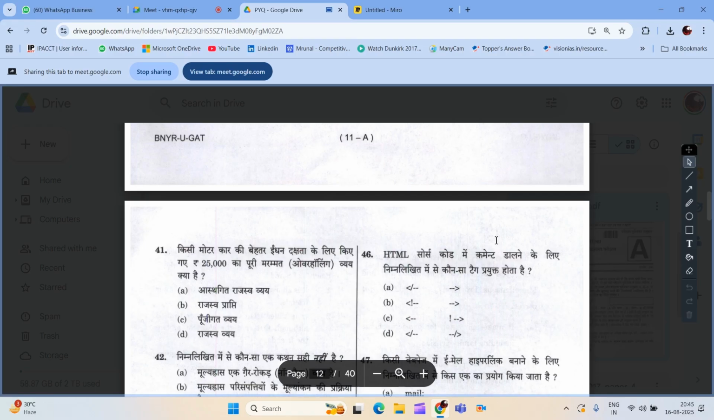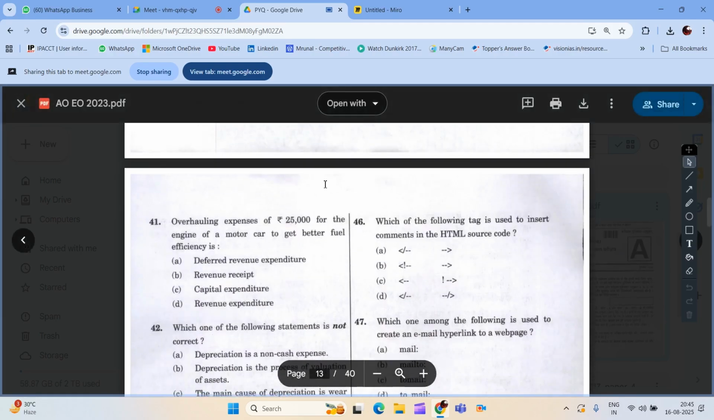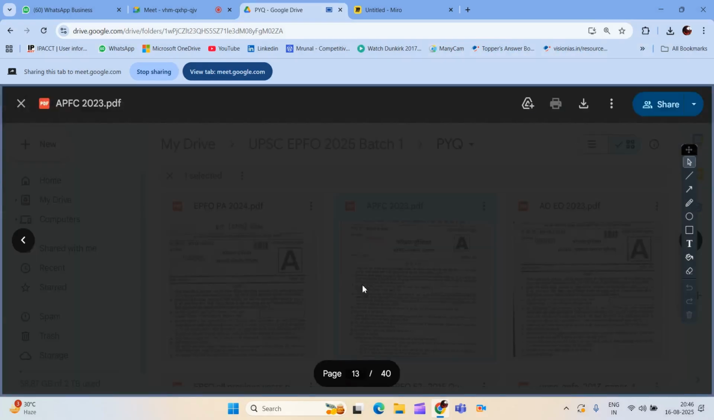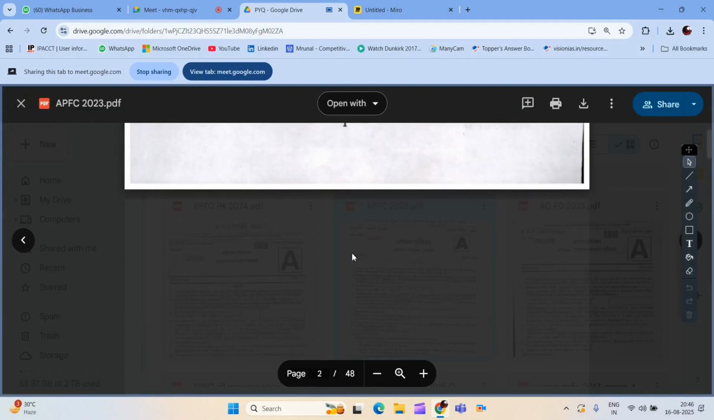I'm not trying to give you a low confidence vibe here, but I wanted to tell you that you need to understand what you are competing with. So you should not watch the previous year AOEO paper for the level of maths. The level of maths will be at this level. Now see the level of maths here.